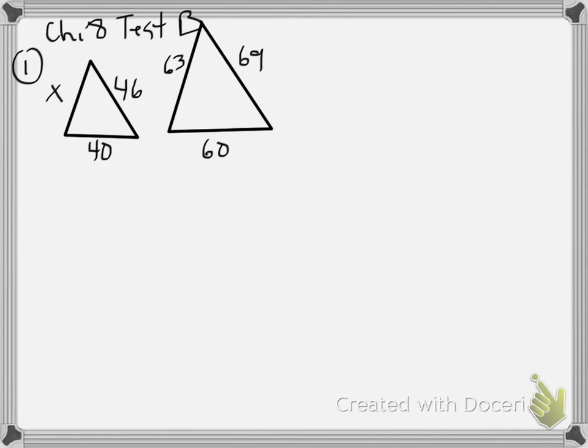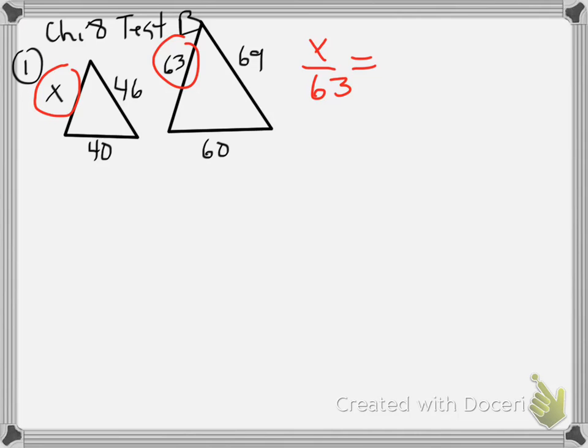Okay, I didn't label the letters for each vertex, but it tells you the two triangles are similar, and then it wants you to find the value of x. So this is chapter 8, test B, question number 1, and this should be pretty quick to do. I can just match up this side with this side. They look like the two shortest sides, so we can put that as x over 63.